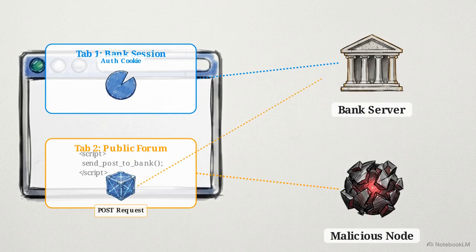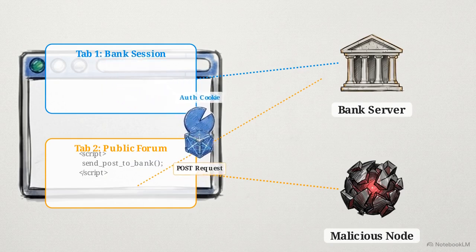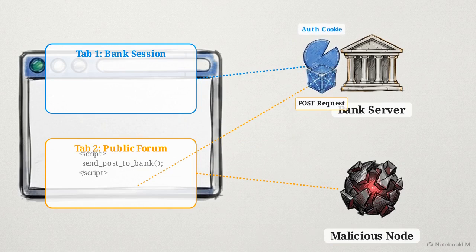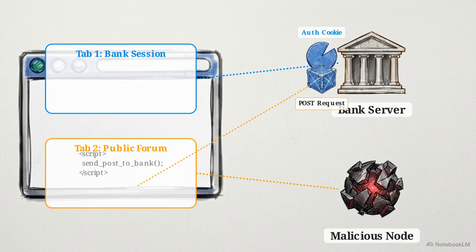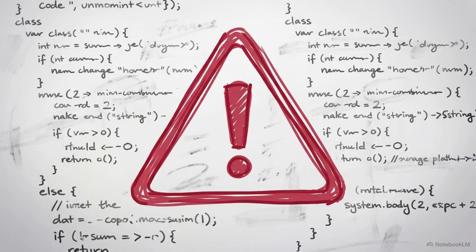Consequently, the browser follows its standard protocol. It automatically attaches your active banking cookie to the outbound request before it leaves your device. The bank server receives a legitimate-looking request, accompanied by a valid authentication cookie. Because the server cannot natively see that the request originated from a different domain, it processes the unauthorized transfer. This is cross-site request forgery.